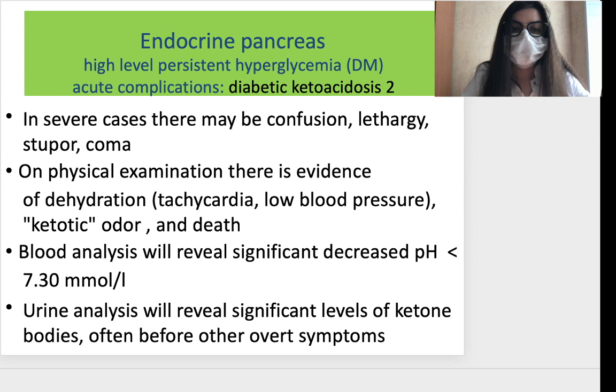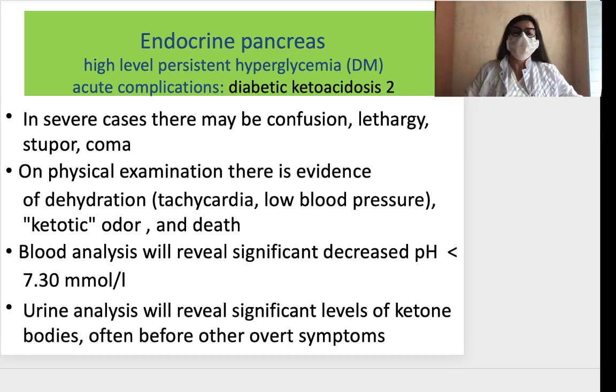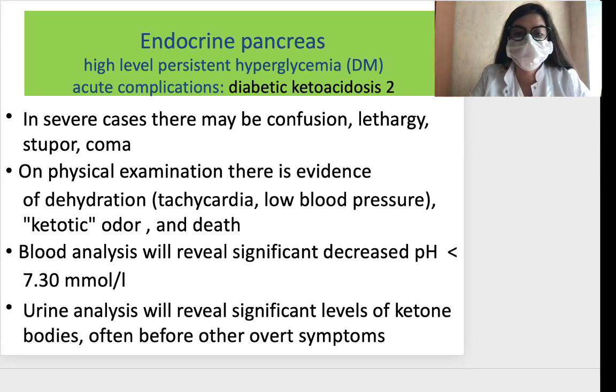Blood analysis will reveal a significant decrease of pH to less than 7.3 because it is acidosis. Urine analysis will reveal significant levels of ketone bodies, often before other overt symptoms.